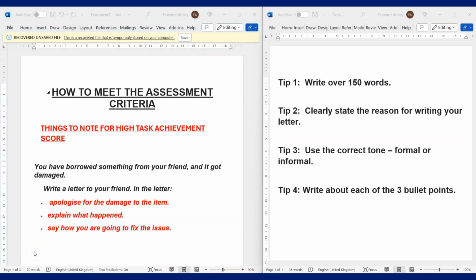For you to meet the task of such a question, okay, when it comes to the task achievement, first of all, you need to make sure that you have written over 150 words. Okay, it is a must, it is a law. You have to make sure that you have written over 150 words. Otherwise, you won't be able to achieve the task. You won't get anything more than band 5. So you have to make sure that you have written more than 150 words.